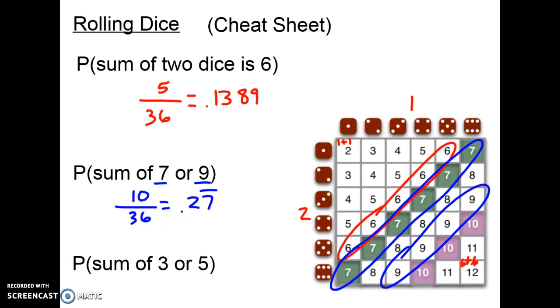And then finally we have the probability of the sum of 3 or 5. So we have 2 3s and we have 4 5s, and so that would be 6 over 36. And in this case, that's 0.16 repeating, or just under 17%. So just wanted to show you the different types of problems that we'll be talking about when we're rolling dice, and how you can calculate them with the help of your cheat sheet.